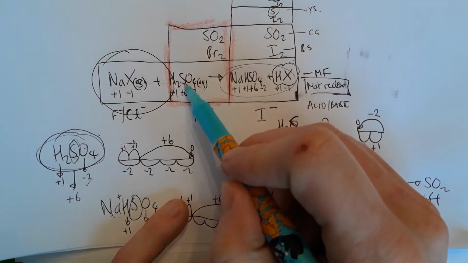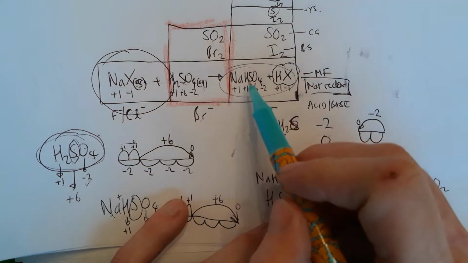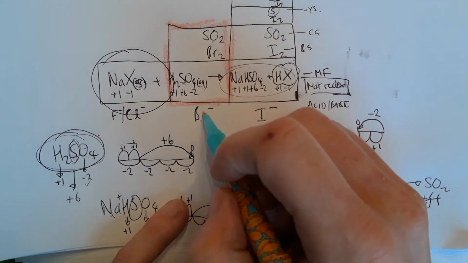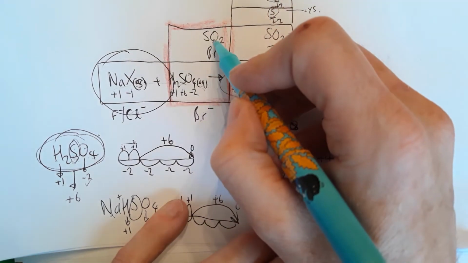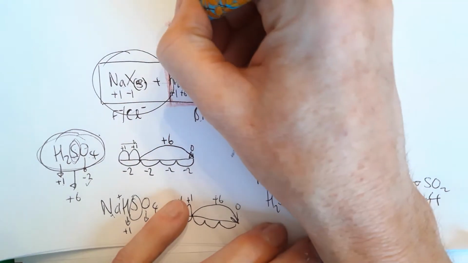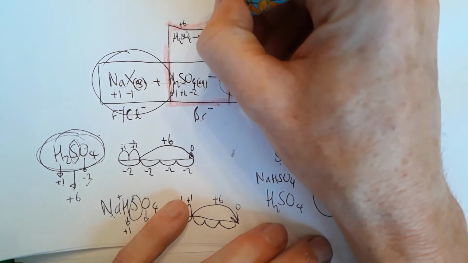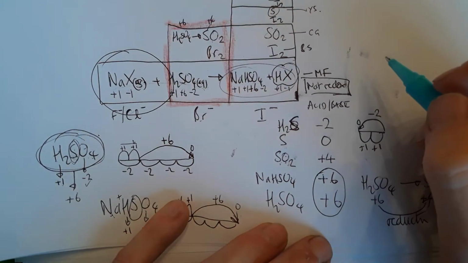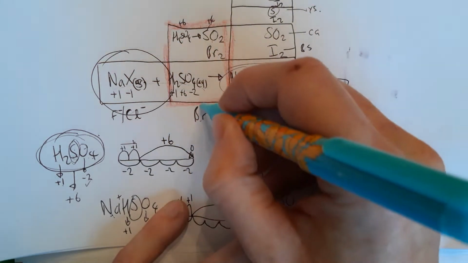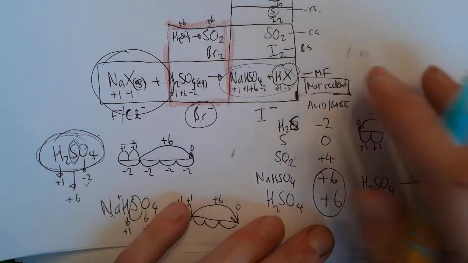Bromide reacts with H2SO4. It turns the H2SO4 into NaHSO4, which is not a redox reaction, but it also turns the H2SO4 into SO2. So the H2SO4 turns into SO2, which goes from +6 to +4. It reduces the sulphuric acid. It reduces the sulfur in the sulphuric acid.